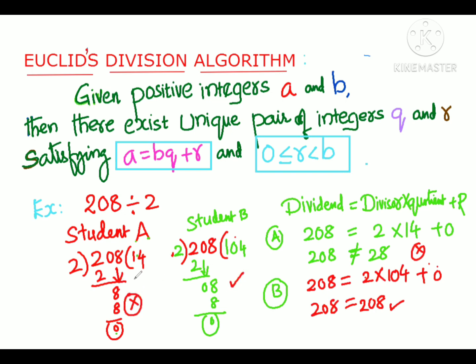So how can we know this? By verifying this formula: dividend is equal to divisor into quotient plus remainder. Euclid's lemma is stating this only. So let us understand this algorithm statement by taking some more examples.